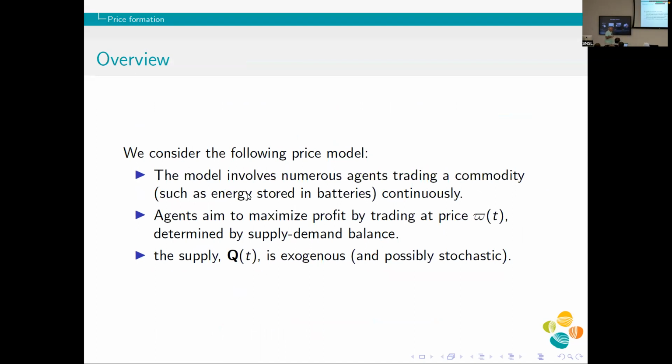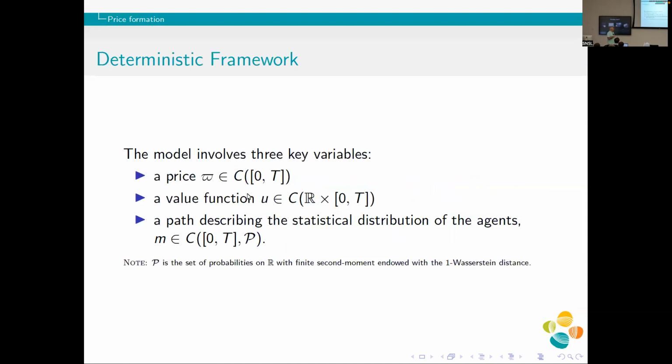So we have this price model. We have numerous agents. Today it will be energy stored in batteries, tomorrow soybeans. Agents seek to maximize profits. They trade at a price ω(t), which is unknown, and it's determined by the supply versus demand balance. The supply is exogenous, could be stochastic, could be deterministic, and you'll see both cases here.